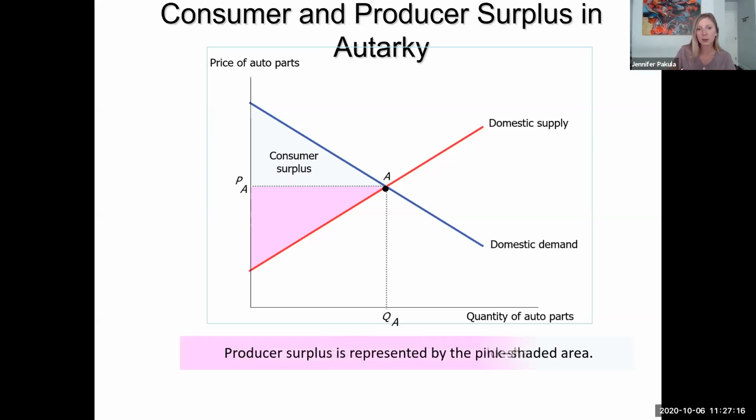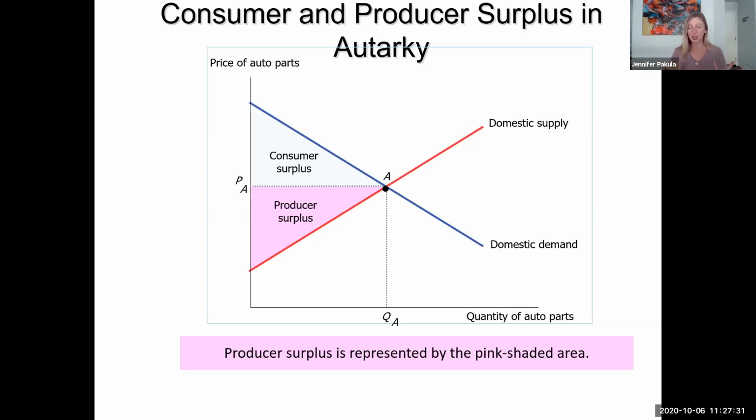Now, producer surplus is in the pink shaded area. Again, it's covered in micro. So if you've taken micro, you should remember this. If you haven't taken micro, that's fine. You will probably at some point get there, and then this will make more sense.